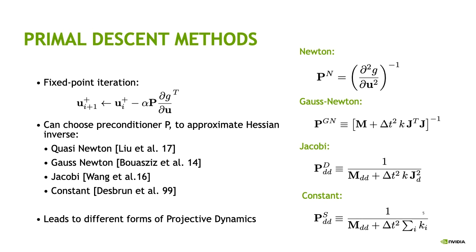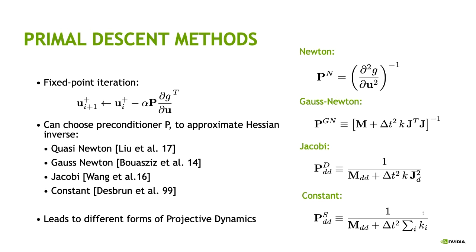So how do we solve this type of minimization? The methods that we consider in this paper are all descent methods. So here the idea is to start with some guess at the solution and repeatedly take steps along the negative gradient, maybe with some preconditioner P. And how we choose P has a pretty big impact on the method that we get.